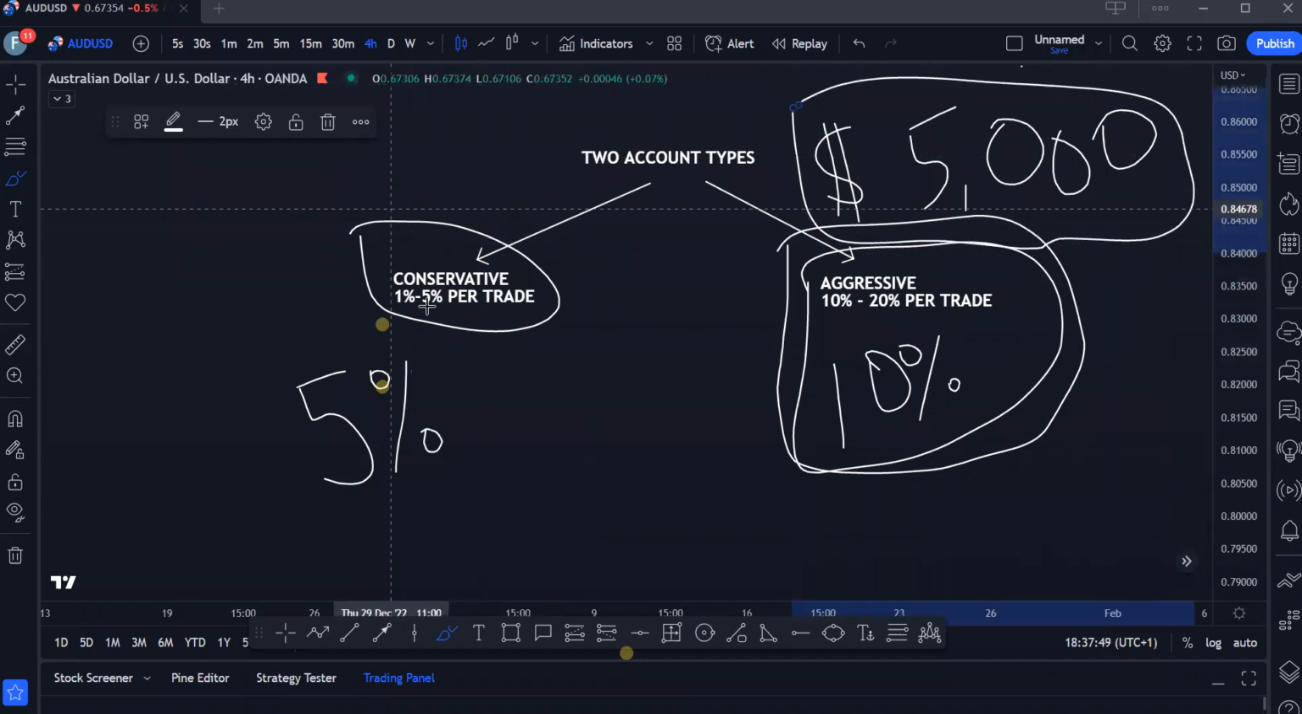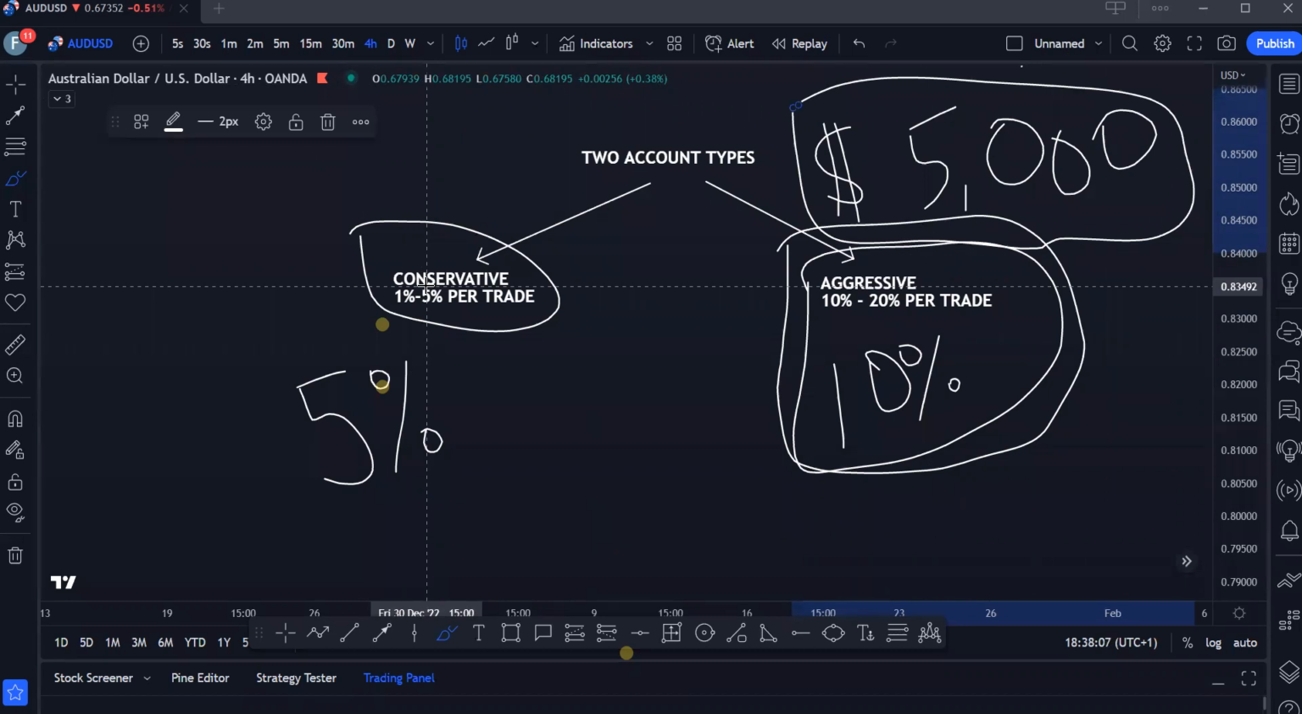But an account that you want to be conservative on is an account whereby the money that you're going to be making is for maybe day-to-day expenses. That's why your goal is to grow this account by 5 to 20% on a monthly basis.